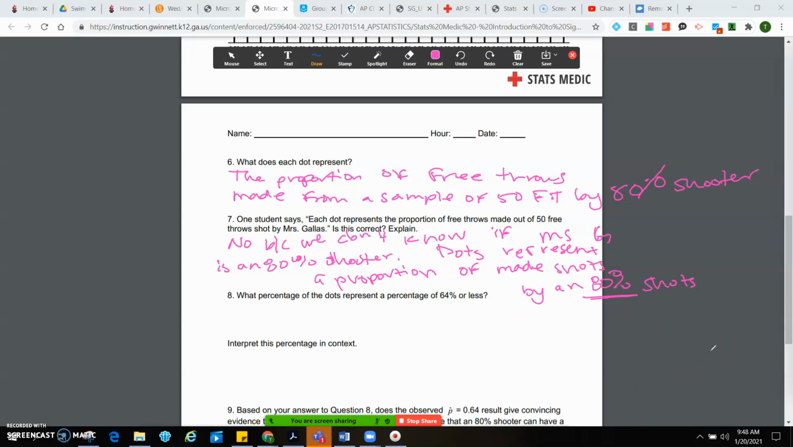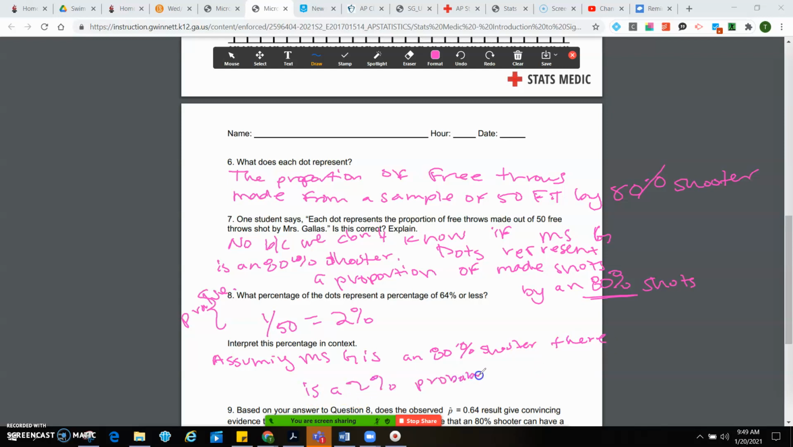Okay? What percentage of the dots represent a percentage of 64 or less? 1 out of 50, which is 2%. And that's going to be our p-value. Okay? So interpret this percentage in context. So assuming Miss G is an 80% shooter, there is a 2% probability that Miss G makes 32 out of the 50 or less throws purely by chance.